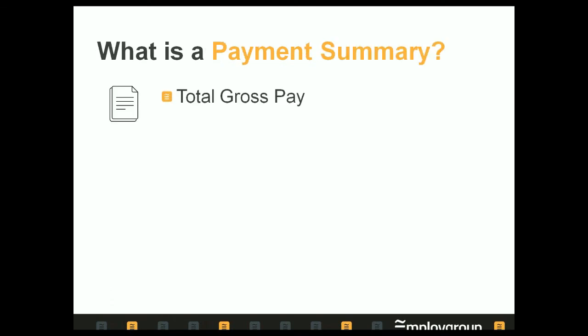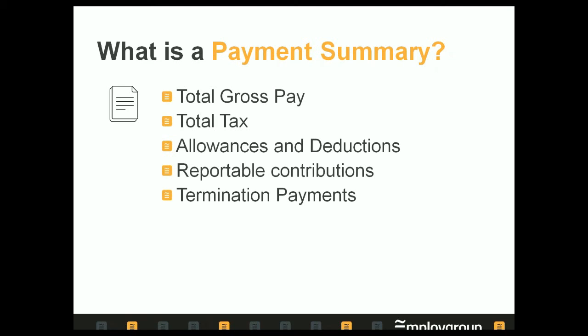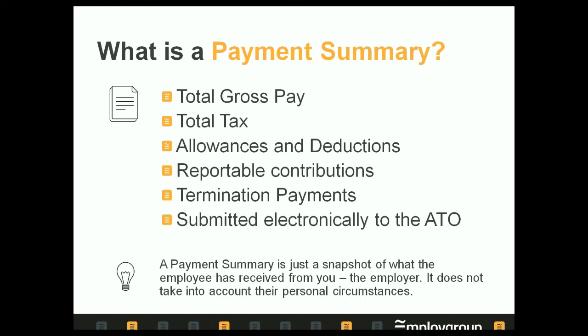Moving on to our first item, what is a payment summary? A payment summary is basically a statement that records your employee's total gross pay, total tax, any allowances and deductions, reportable contributions, and termination payments in a particular financial year. This information is tracked and submitted electronically to the ATO. In essence, a payment summary is just a snapshot of what the employee has received from you, the employer.